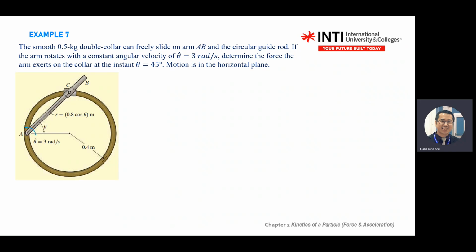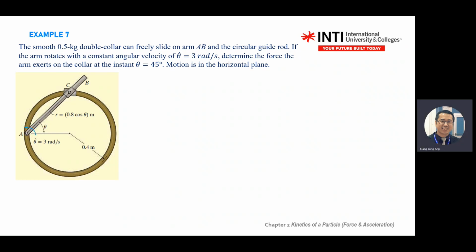So in this case, how do you know that you need to use polar coordinate or cylindrical coordinate? You look at the question, you will see theta dot. If you see theta dot, then this kind of question is actually expecting you to use polar coordinates r and theta in your solution.